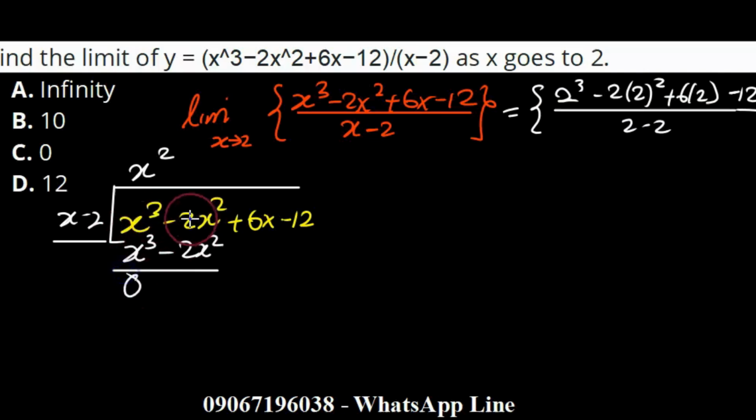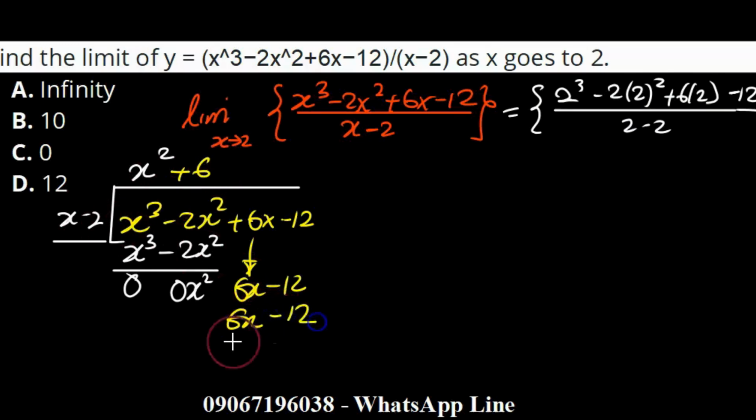This will be 0. And since there's a minus here, this is also going to give me 0x squared. Now I'm going to bring down this value. I'm going to bring this down. So this is going to give me 6x. And then I'm going to bring down this minus 12. Again, x into 6x, remember this plus sign, this is going to give me plus 6. 6 times x is going to give me 6x. 6 times minus 2 is going to give me minus 12.